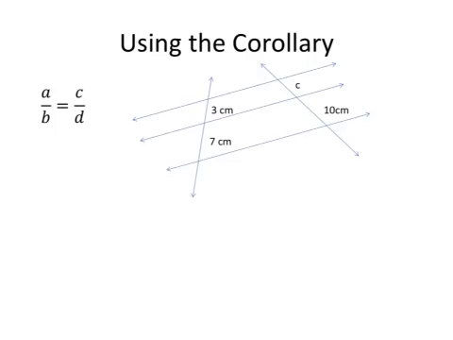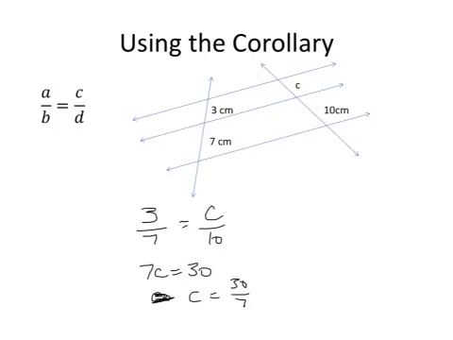So let's work this problem out. So we know that 3 divided by 7 should equal c divided by 10. So 7c should equal 30, and c will equal 30/7, which is 4 2/7 centimeters. Okay?